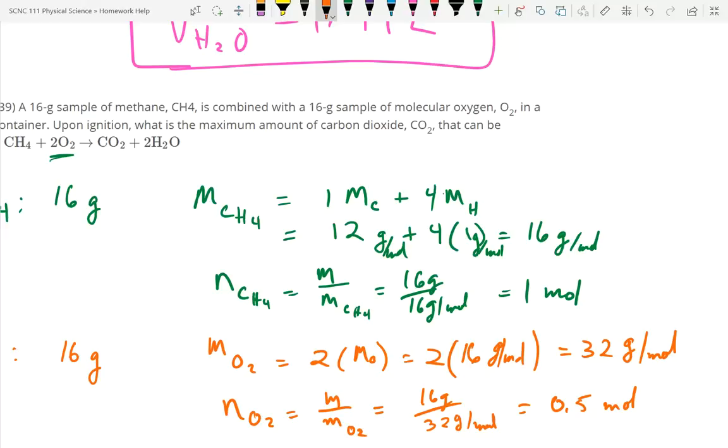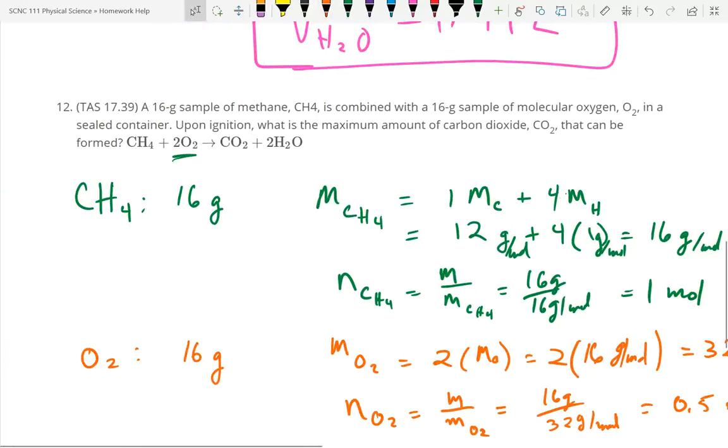So now we look at our reaction to figure out which one is going to limit our reaction. We need 2 moles of oxygen for every 1 mole of methane we use. We have 1 mole of methane. How many moles of oxygen would we have to use all of the methane? We'd have to have 2 because we use 2 moles for every 1 simply based on the numbers out front. If there's no number in front, that means that it's a 1.